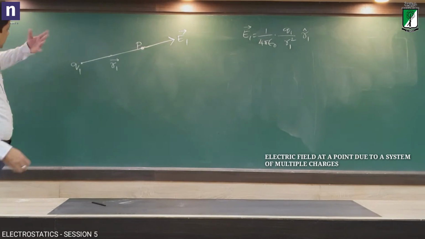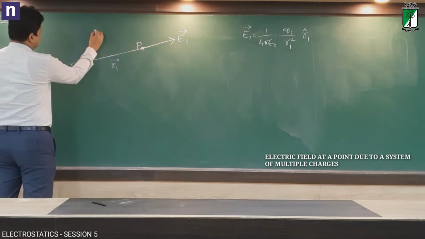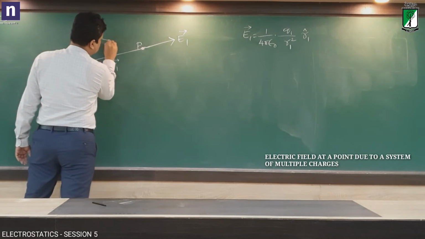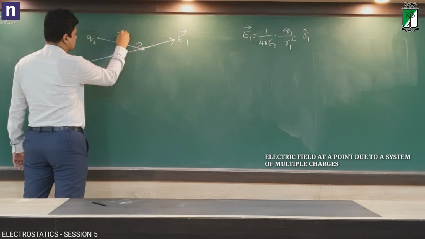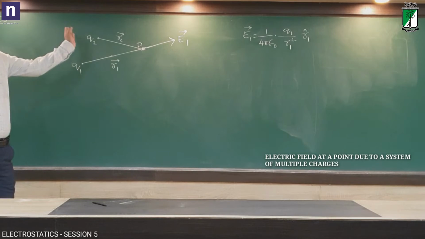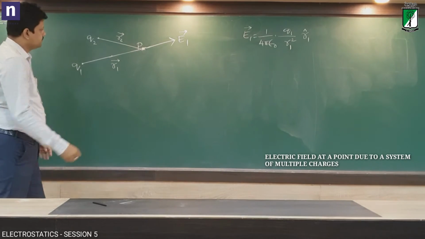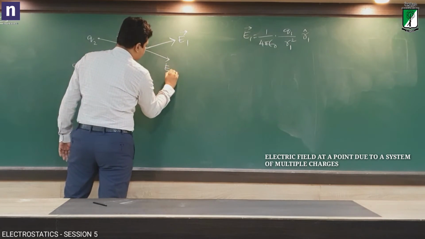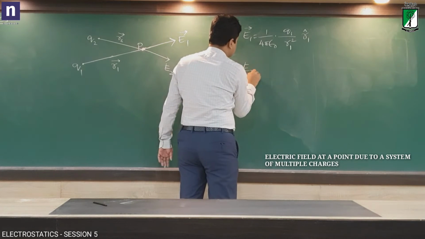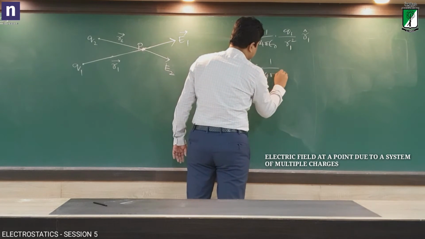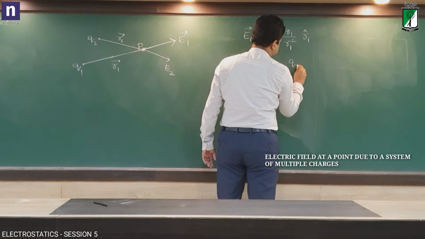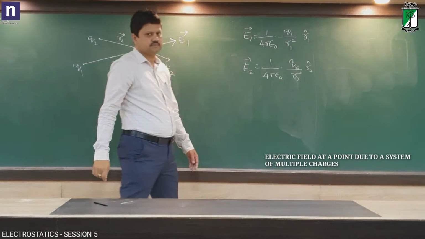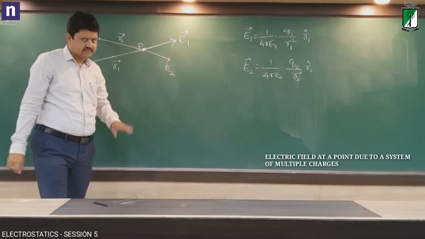Now if I have another charge somewhere here, say Q2, which is at a distance R2, and the direction vector is in the same direction, Q2 to P, then this also causes an electric field here, say E2. Then what will be E2? Almost the same, with only magnitude and direction different. So Q2, R2 square, R2 cap. This is the electric field due to the second charge.